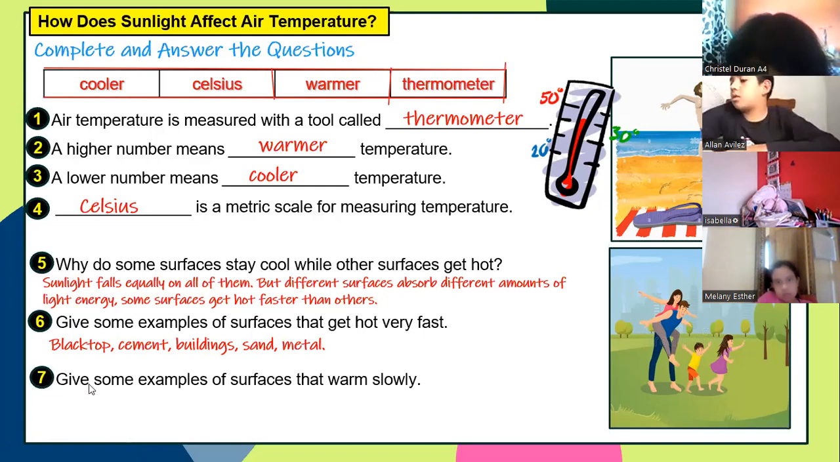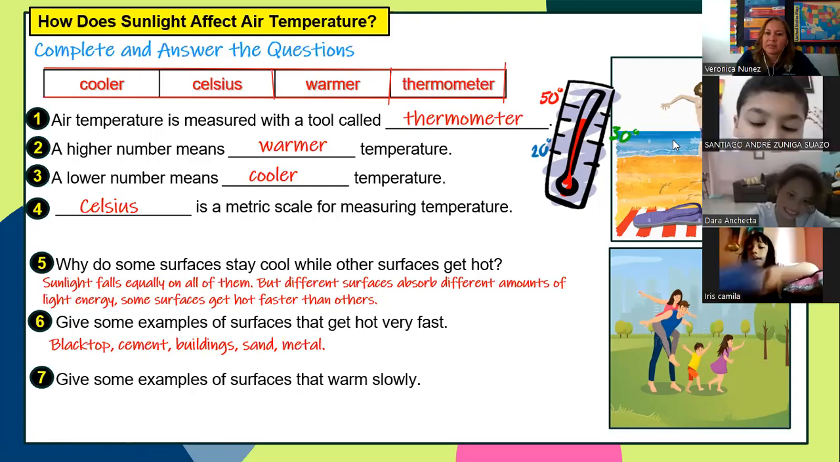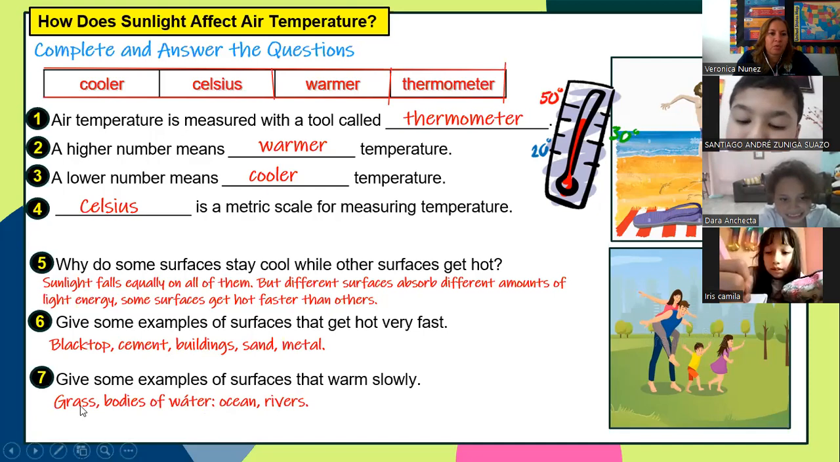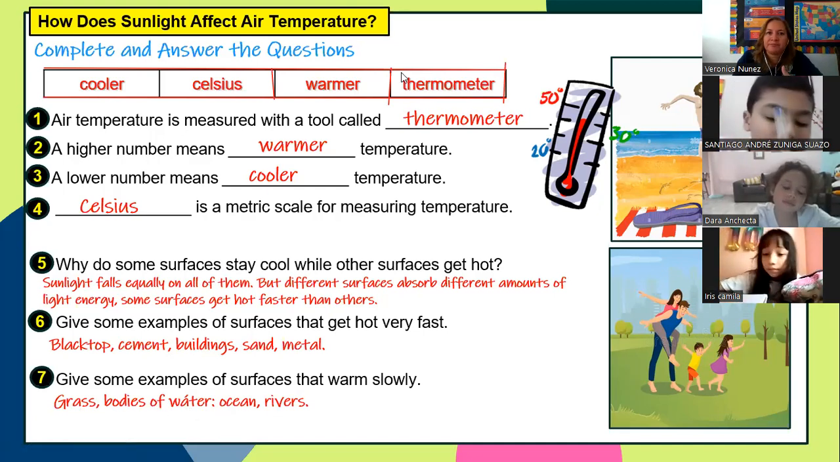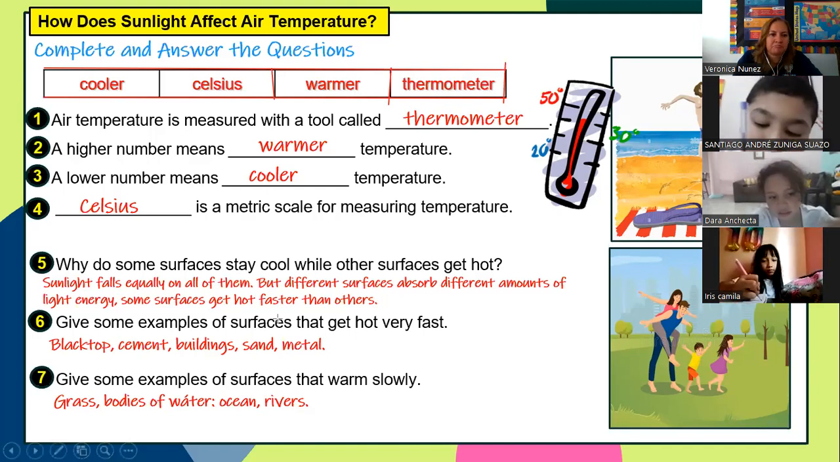The next one gives some examples of surfaces that warm slowly. Surfaces that warm slowly, like water, grass, bodies of water. Yeah, because of the oceans. It doesn't matter that the sun is shining on the pool, it's not going to get warm like this. It's going to take a lot of time.